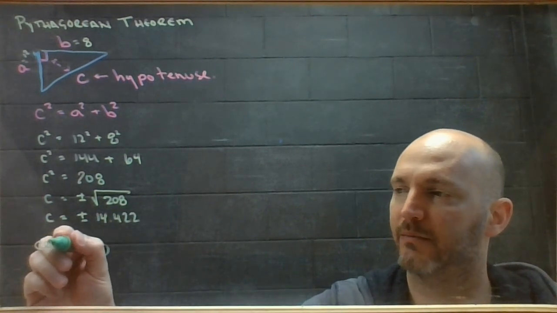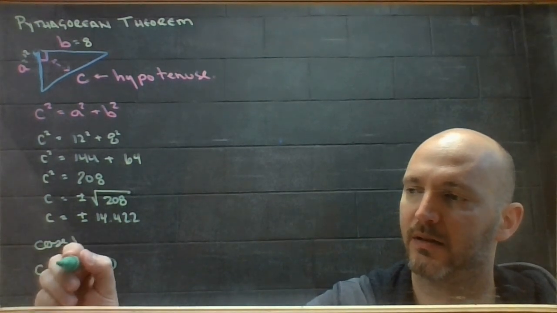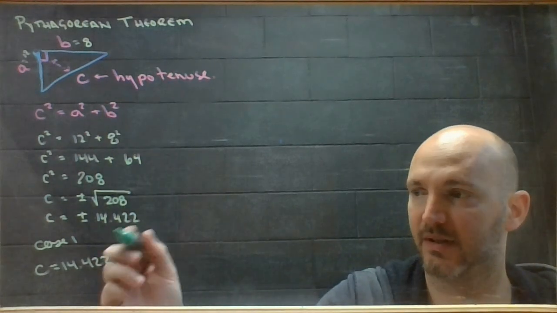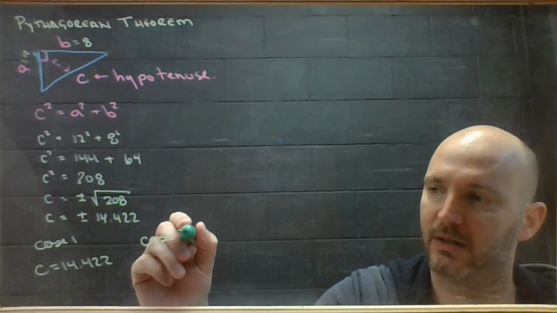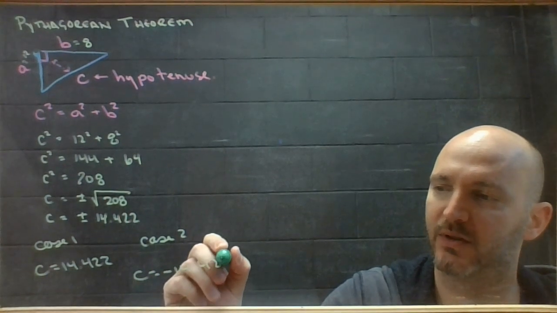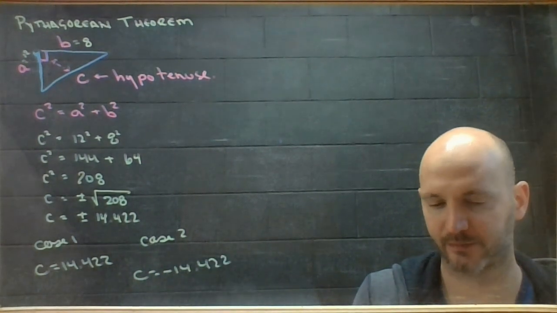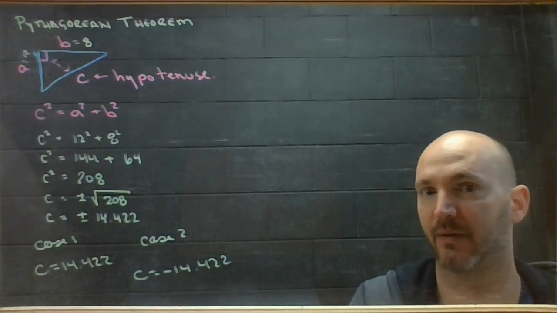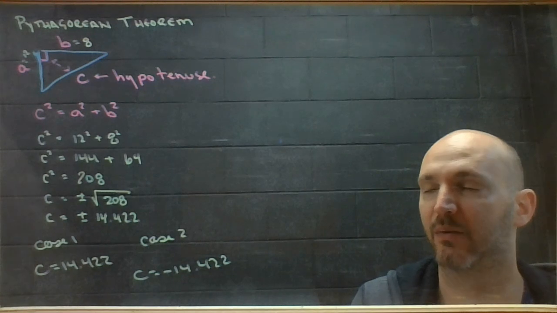So case 1, C is 14.422 units, whatever this is measured in. Case 2, C would be negative 14.422. Now that one, when you get going, you're not even going to write this one down because it's never going to work.